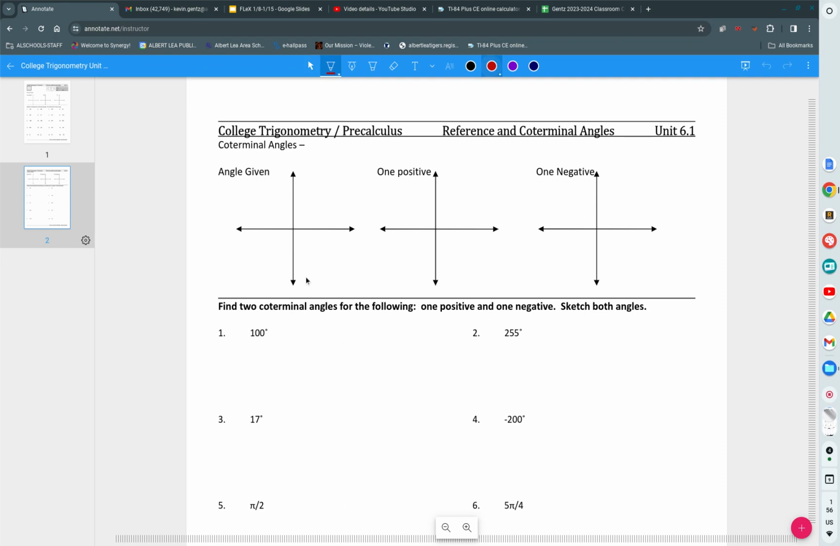So coterminal angles. What is a coterminal angle? It's just something that comes up in trig. We're going to use it from time to time. Coterminal angles are angles whose terminal sides are in the same position.